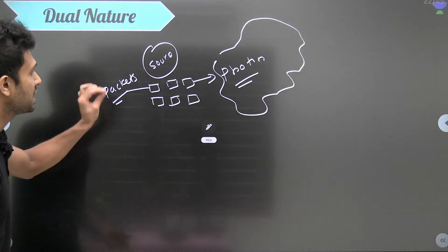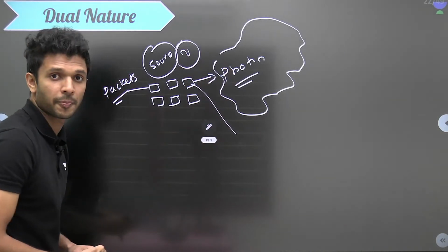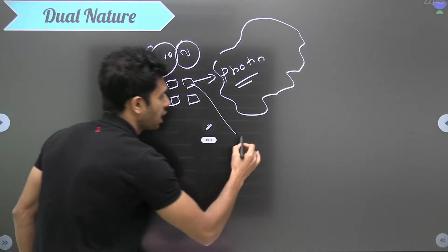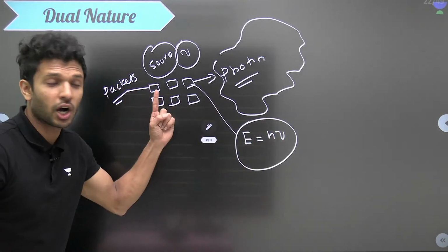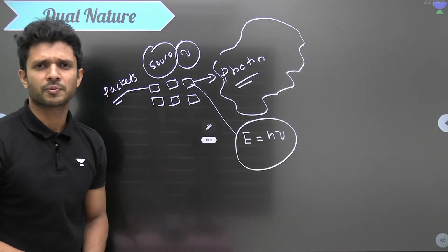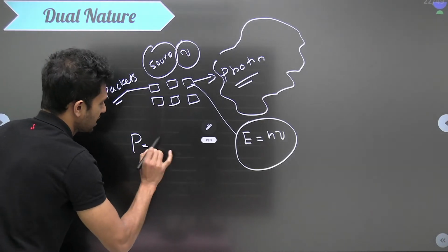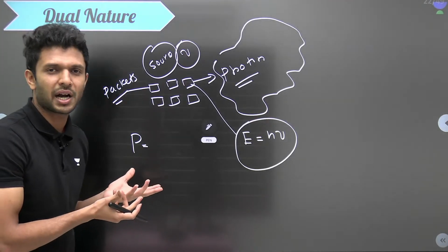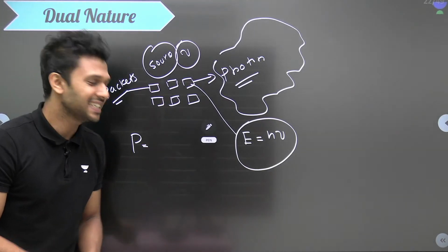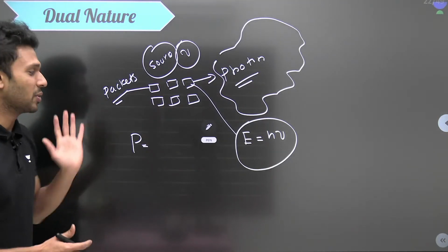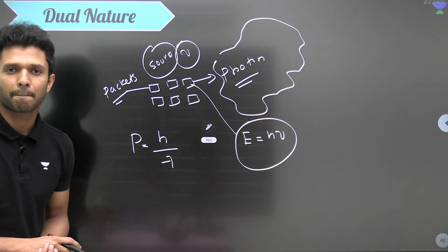How much energy is associated with each photon? If this light has a frequency of nu, the energy of each photon is given as h nu. Does it have only energy? No. Einstein told that along with energy, it has momentum. It is a property of a particle. If anything has a momentum, it means it has a particle nature. The momentum associated is given by h by lambda.